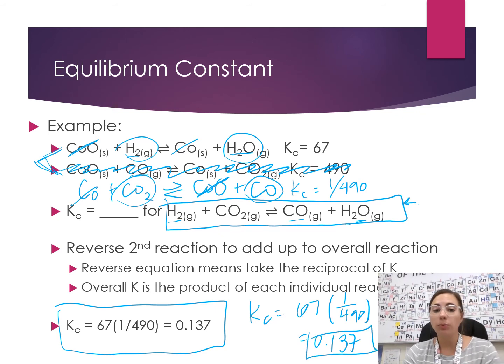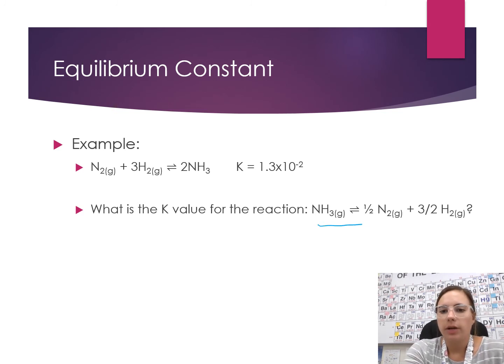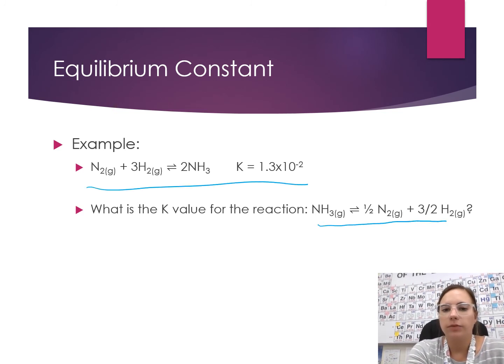So I just did both rules. I reversed one of them, and then I had to add them together, so I multiplied their K values. All right, so here's another example. What is the K value for this reaction given this information?